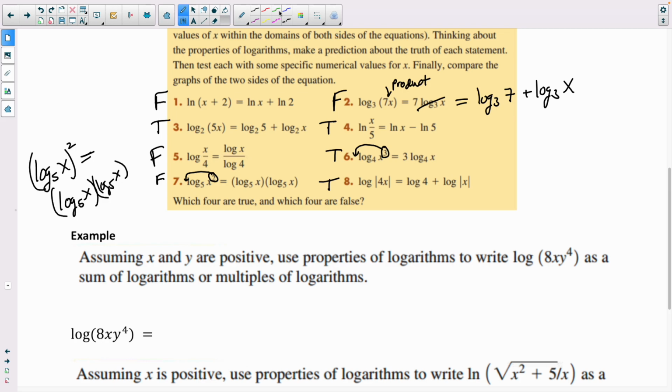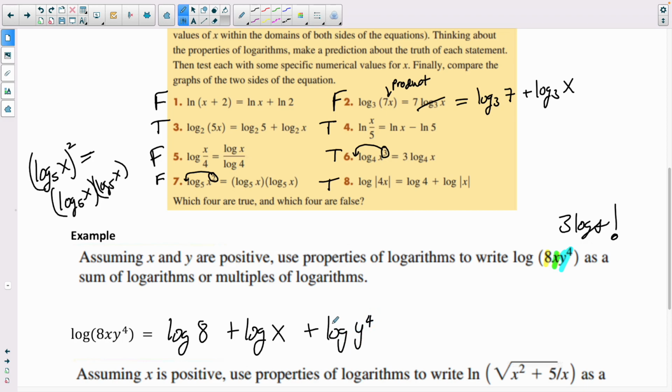So notice there are 3 pieces here. Let me get my highlighter. We have an 8. We have an x. And we have a y to the 4th. This tells me I'm going to have 3 logs. Okay? So when we separate, I'm going to first separate using my addition rule. So this will become log 8 plus log x plus log y to the 4th.